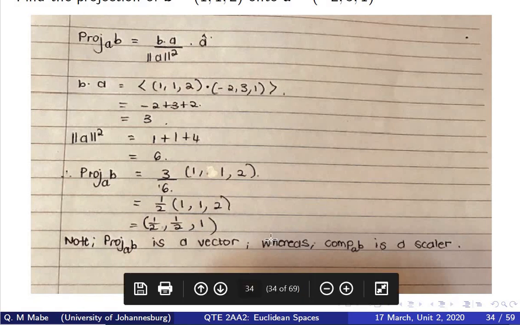If I ask you for the component of B onto A, you were supposed to get a scalar. But because I asked for the projection, you end up with a vector in R3.